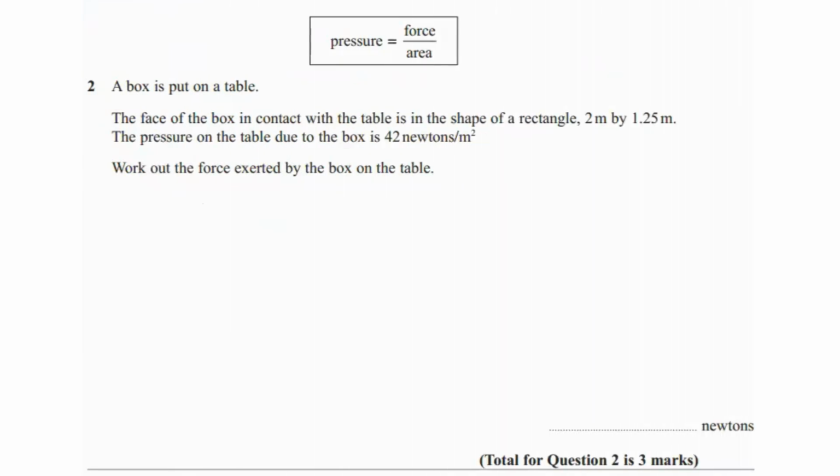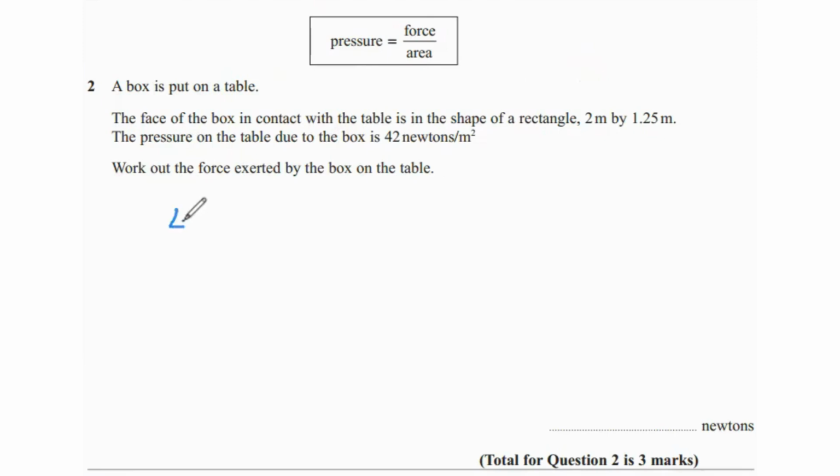Then the next type of question you can get is on pressure. It says a box is put on a table. The face of the box in contact with the table is in the shape of a rectangle, which is 2 meters by 1.25 meters. The pressure on the table due to the box is 42 newtons per meter squared. We need to work out the force exerted by the box on the table. They've already given you the formula in the question, and they will in most cases. For pressure equals force over area, the formula is always given. For density equals mass over volume, sometimes it's given, sometimes it's not.